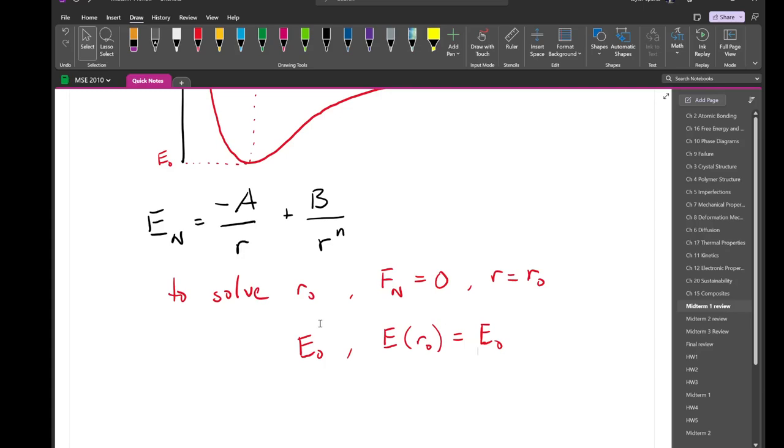Other questions? How are we doing on time? Halfway through. How's my battery doing? That's a better question. Remind me again what the energy graph of ceramics looks like compared to polymers and the other one. Yeah, let's do that real quick.